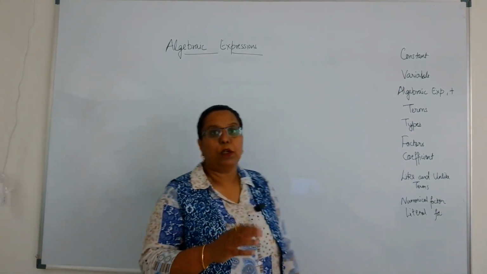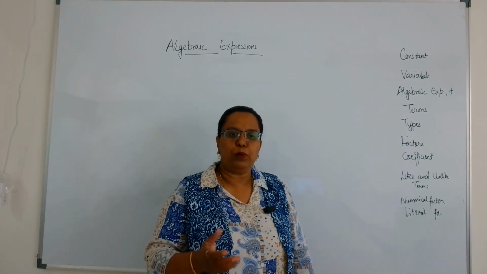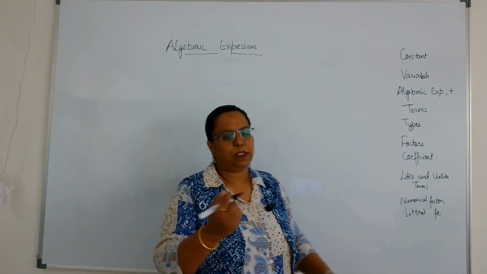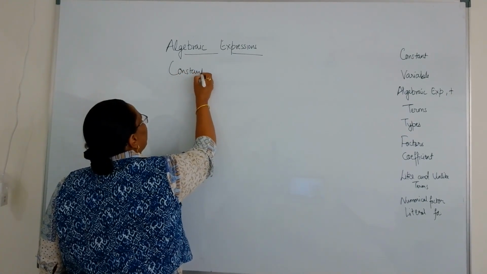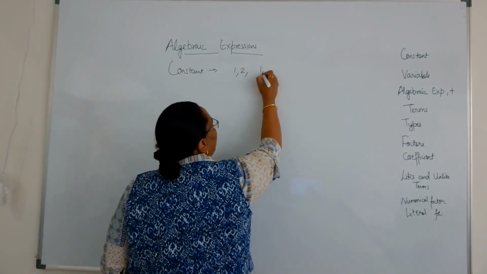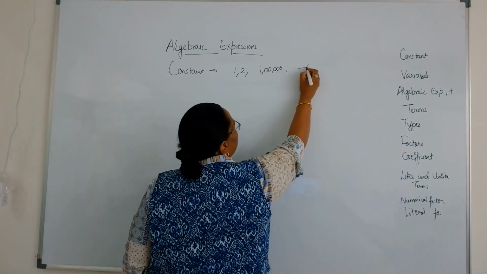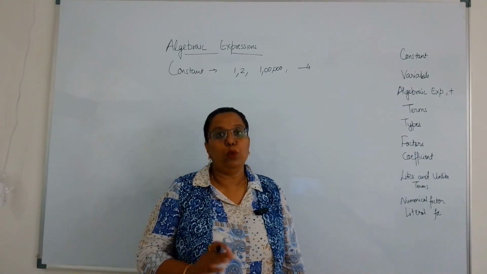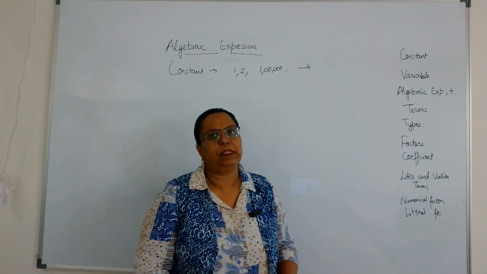What are constants? Constants are the numbers that we regularly use whose value does not change at all. So constants are like 1, 2, 3, 4, minus 1, minus 2. So 1, 2, any number, 1 lakh, right? Or minus 4. These are all constants because the value of a constant does not change at all. Wherever we put it, its value remains the same.